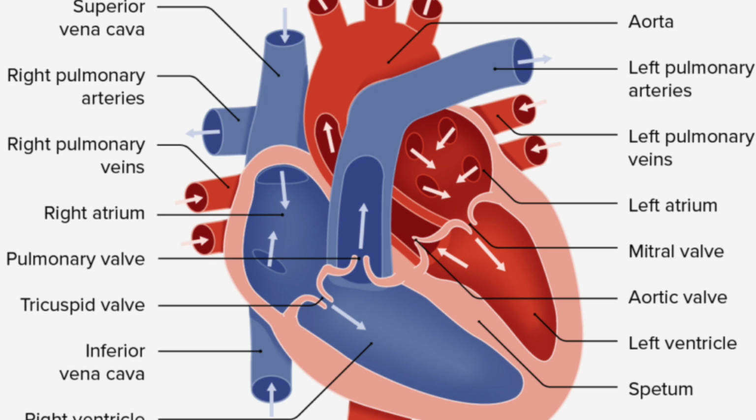Truncus arteriosus fails to divide into pulmonary trunk and aorta due to failure of the aorticopulmonary septum. Most commonly we have the VSD. So next is transposition of two vessels.